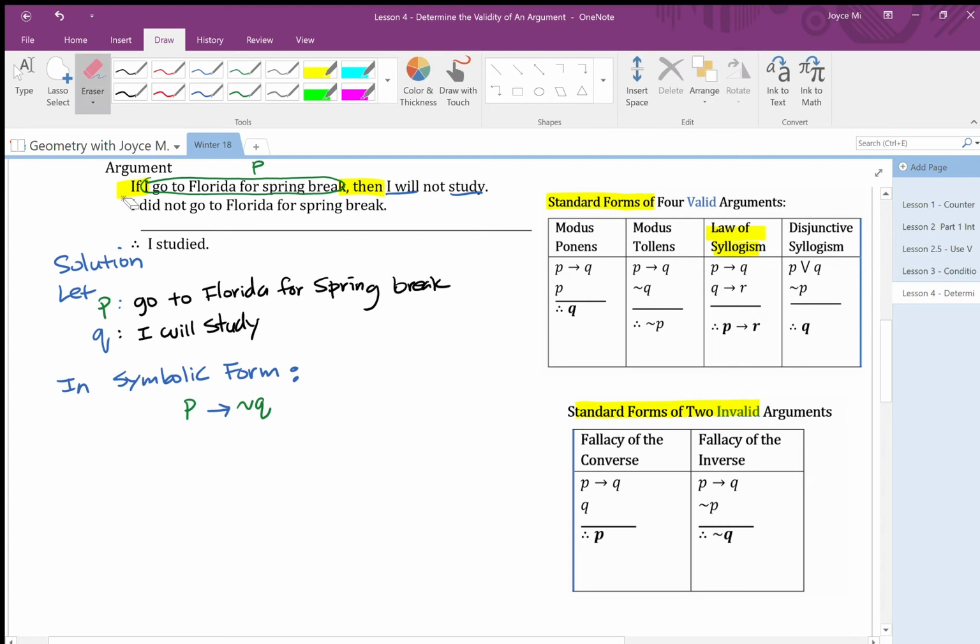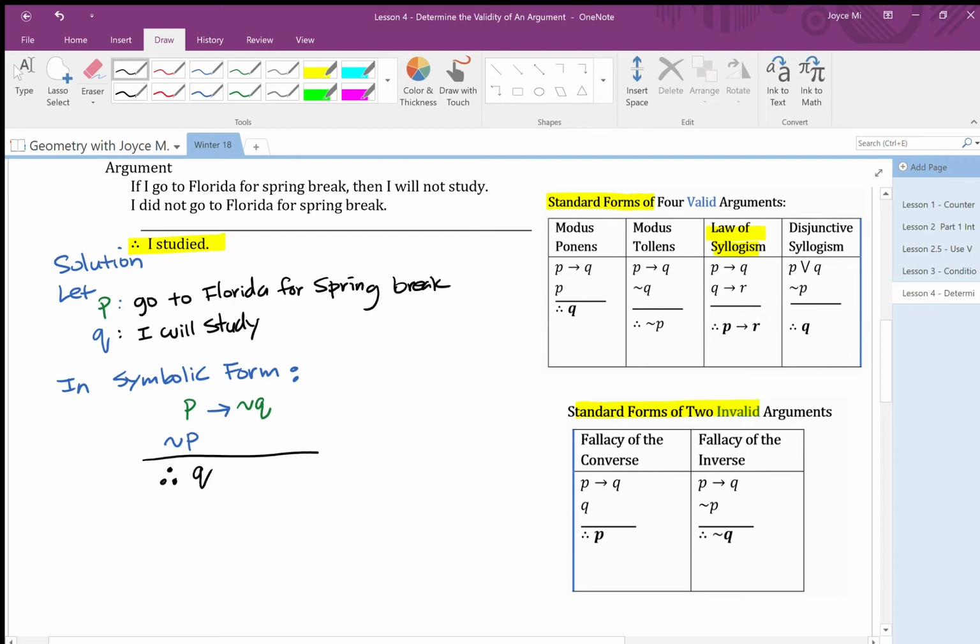Now let's look at the second statement. The second statement says, I did not go to Florida. Did not go to Florida means, since I go to Florida is P, the negation of P. So this is the negation of P. Now I'm going to look at my conclusion. The conclusion is this part here. Therefore, in symbolic form, I study. Well, I study is Q, so therefore Q.